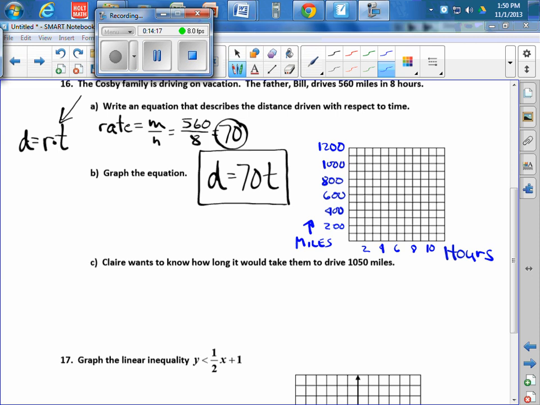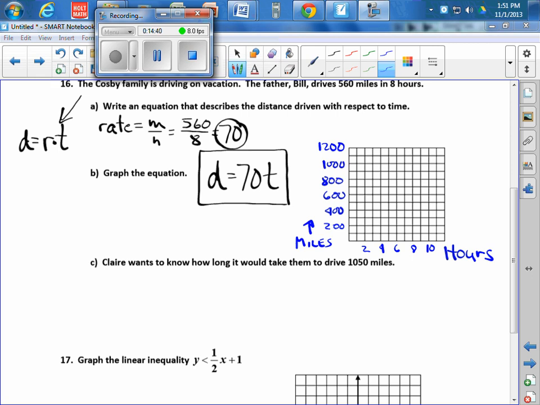So I need to label my axes, and I'm going to put time on the bottom axis, the x-axis. So I'm going to label this 2, 4, 6, 8, and 10 hours along the bottom. And then I'm going to count by 200s along the y-axis. That's your miles driven. So 200, 400, 600, 800, 1,000, and then 1,200 miles.